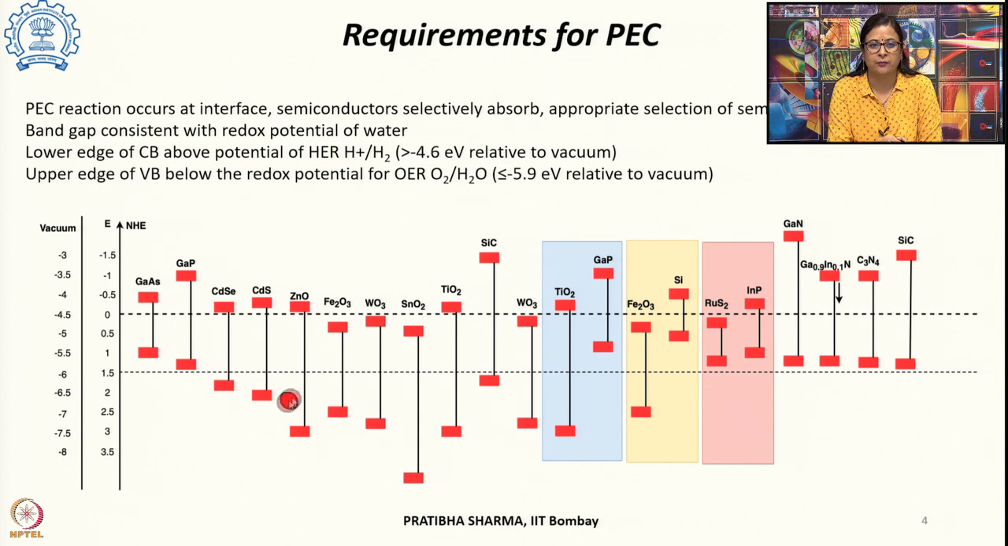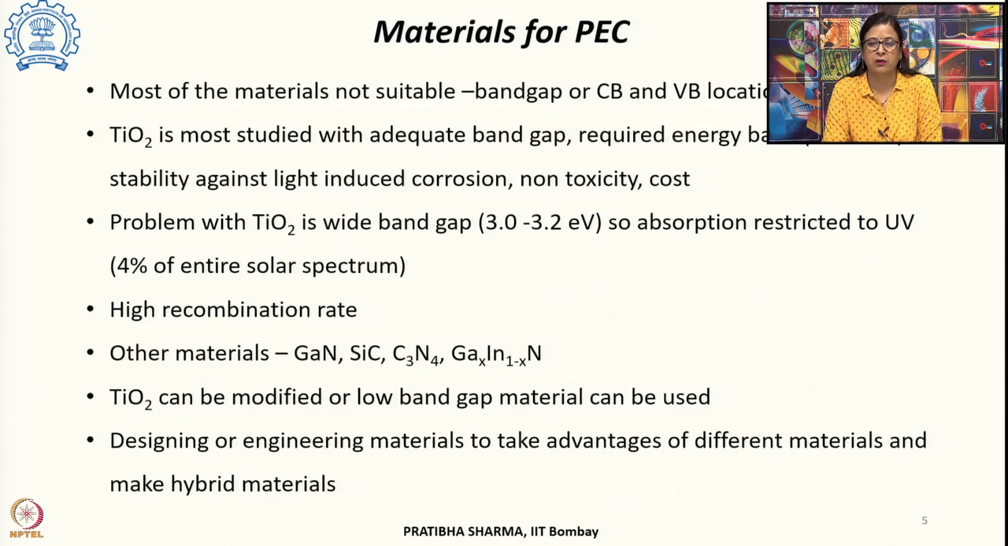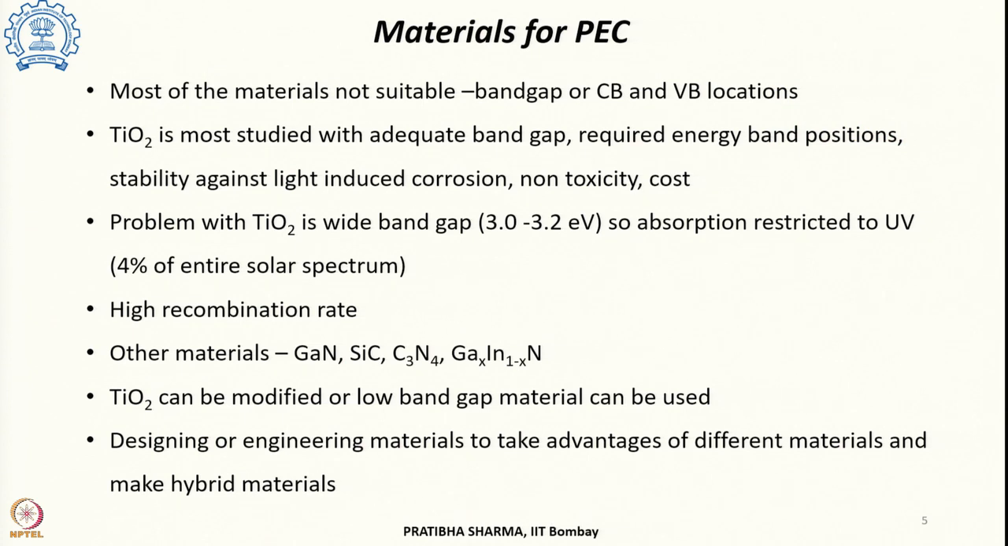we can see that. So, rest of the materials, like we can see silicon carbide, titanium dioxide. So, there are very few materials that satisfy this condition. Most of the materials are not suitable for the photoelectrochemical reaction to occur. This is because either they do not have the required band gap, or the locations of the conduction band and valence band are not as per the desired condition.